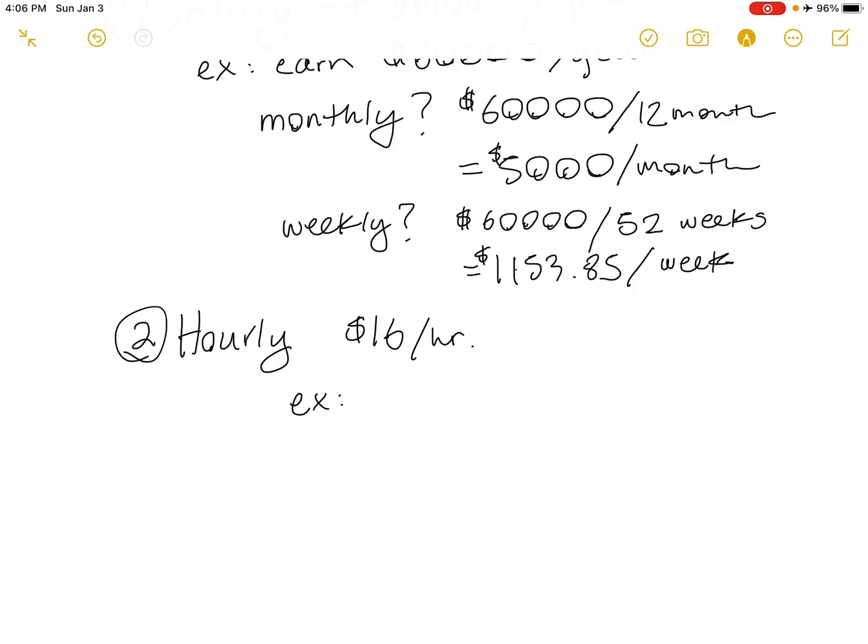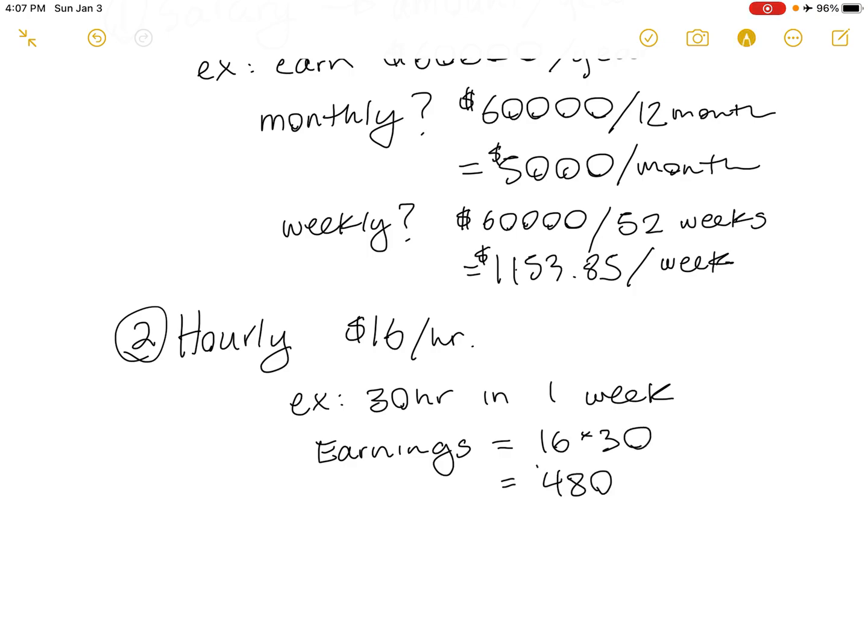Okay, so for example, if you work 30 hours in 1 week, your earnings would be 16 times 30, which is, I think, 480. I think it's 480. You guys can check that. Okay. Now, one thing that can happen with hourly earnings, though, is you can get something called overtime pay. Okay, so OT pay.